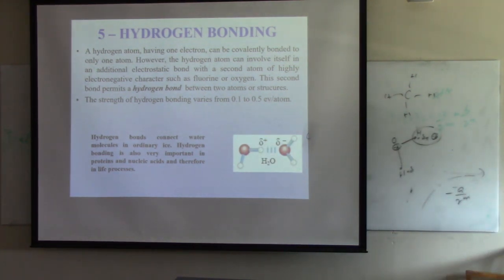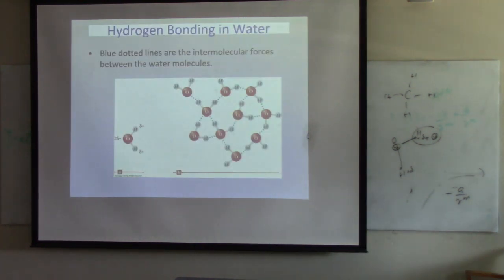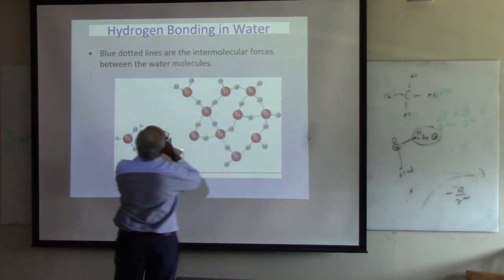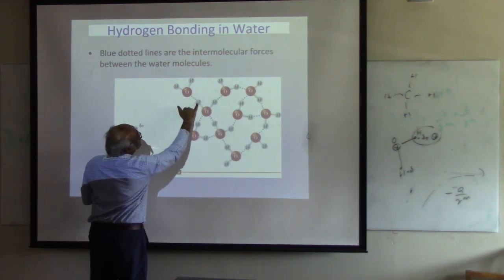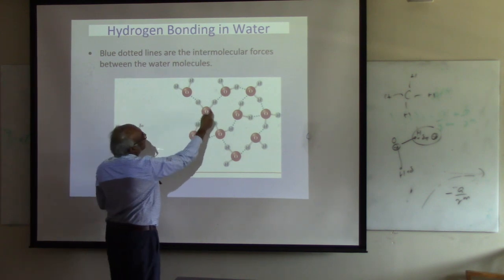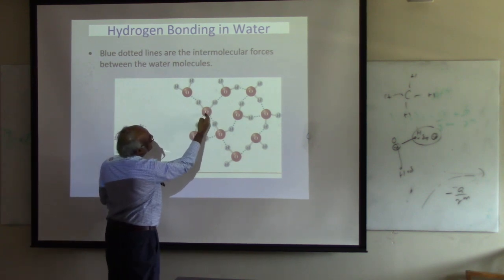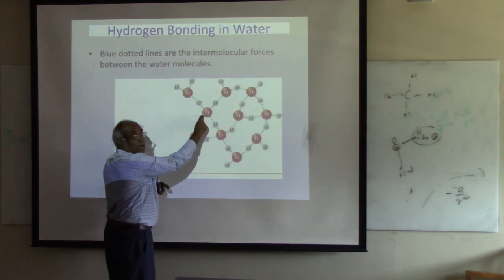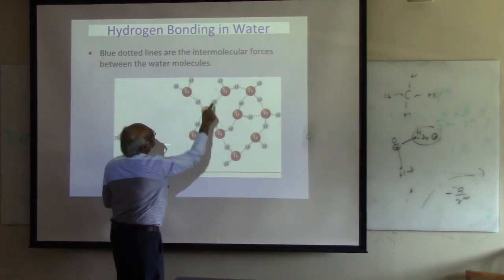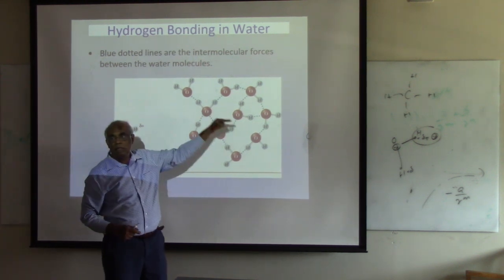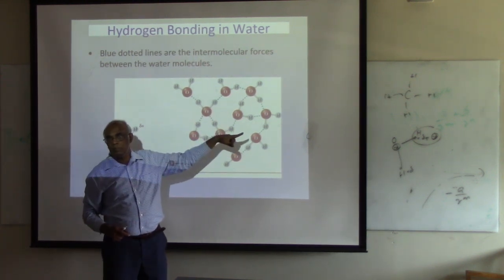This is the last thing I want to talk about. If I have many water molecules, and I take this one, you can see this oxygen is negative and this hydrogen is positive. They make a bond here. If you take another oxygen, slightly negative, and this hydrogen, slightly positive, they make another hydrogen bond. You can see these dotted lines are hydrogen bonds. So now it can form a crystal.